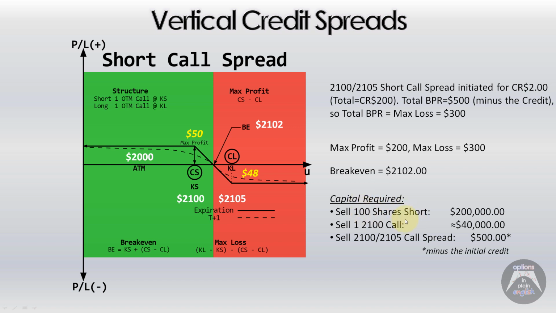We can sell the stock short, which is going to be $200,000, or $100,000 if you use margin. If you want to sell a single call naked, you will need around $40,000. And if you want to sell the call spread, you only need $500. And actually, you only need $300 because you get the credit back. Okay, so you can see the difference, and you can see how this type of position allows you to establish a bearish position where you would need a lot more capital if you didn't have access to this type of position.